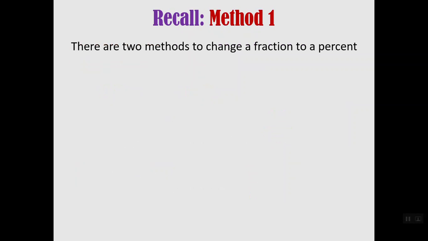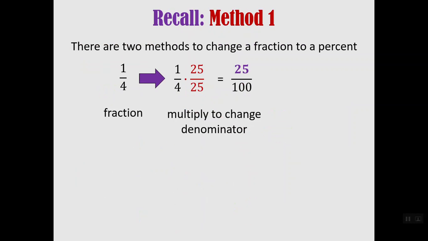Now, recall there are two methods for changing a fraction to a percent. Here we've got a fraction, 1/4. One way is to multiply to change the denominator into 100. So I multiply by 25 over 25, and that gives me 25 over 100. Therefore, we know it's 25%, because 25 out of 100.